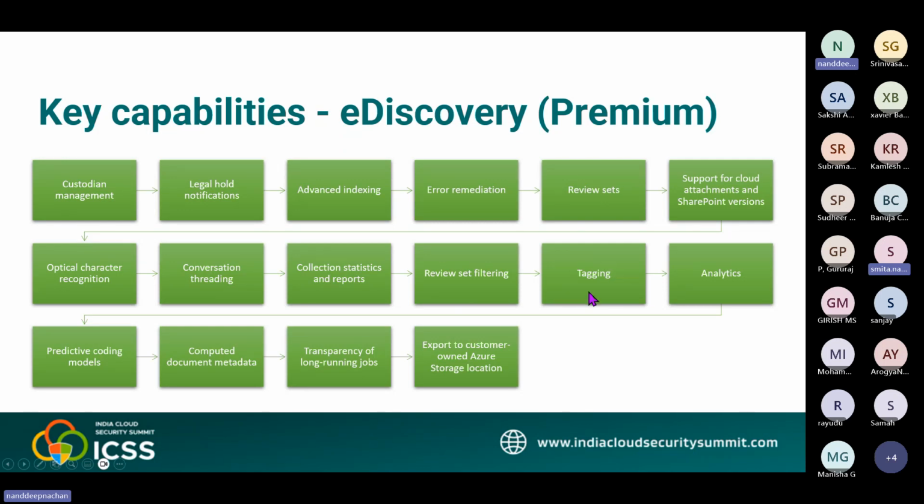Then the analytics. eDiscovery Premium provides tools to analyze the review set documents to help you organize the documents in a coherent manner and reduce the volume of documents to be reviewed. Then we have predictive coding models. Use the predictive coding models to reduce large volumes of cached content to a relevant set of items that you can prioritize for review. And computed document metadata. Many of the eDiscovery Premium features, such as advanced indexing, conversation threading, analytics and predictive coding, add metadata properties to the review set documents.